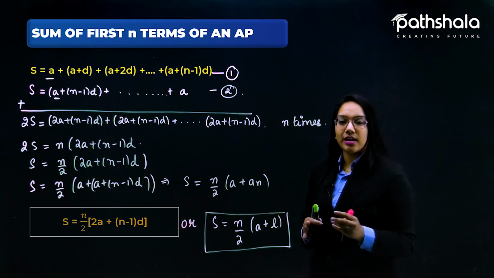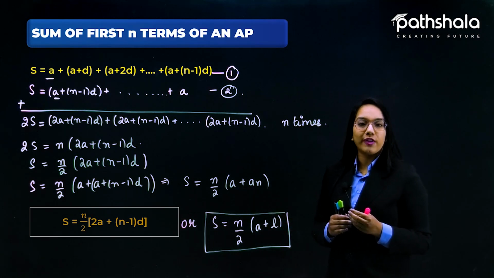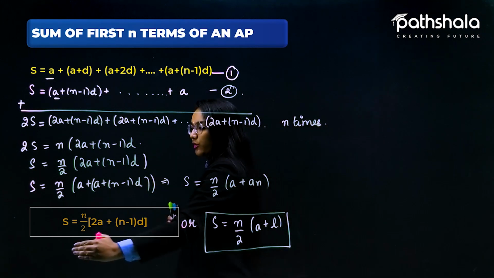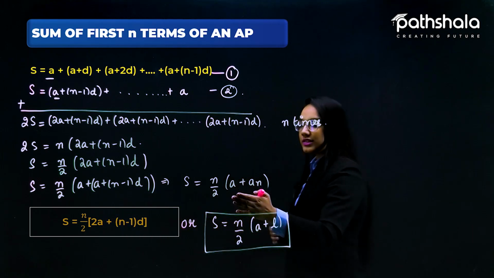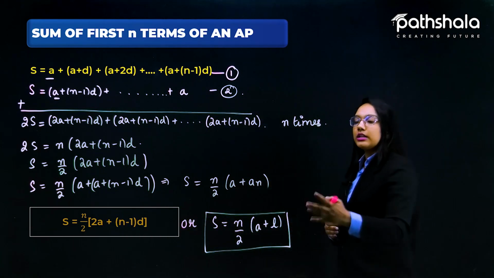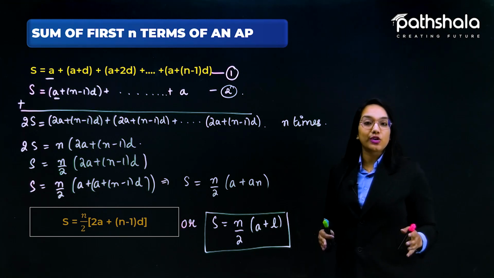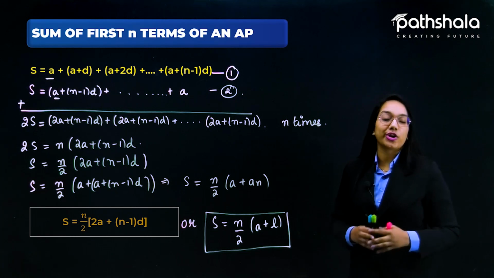So these are the three formulas that we can use if we want to find the sum of the n terms of an arithmetic progression. The first formula is S is equal to n by 2 into 2a plus n minus 1 into d. The second one is S is equal to n by 2 into a plus an. The third one is S is equal to n by 2 into a plus L. So this is the general formula for the sum of the first n terms of an arithmetic progression.